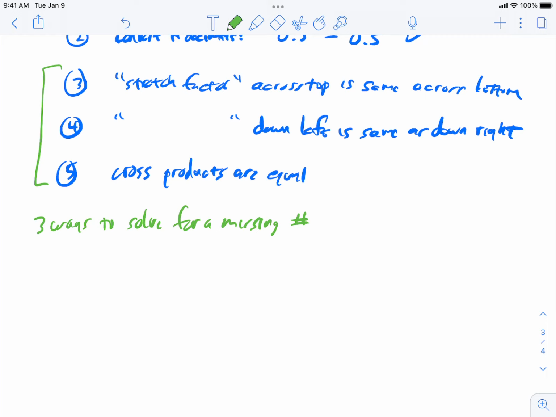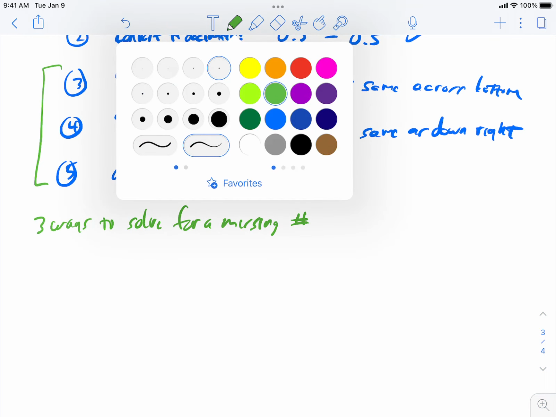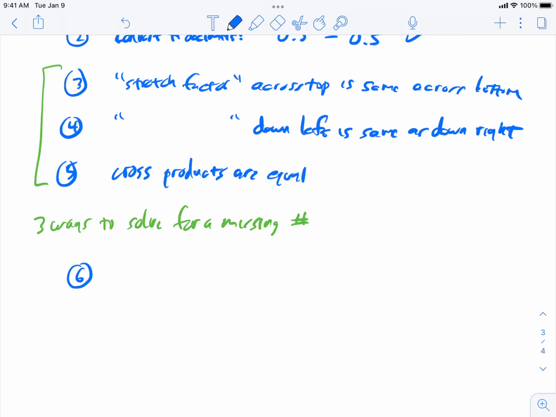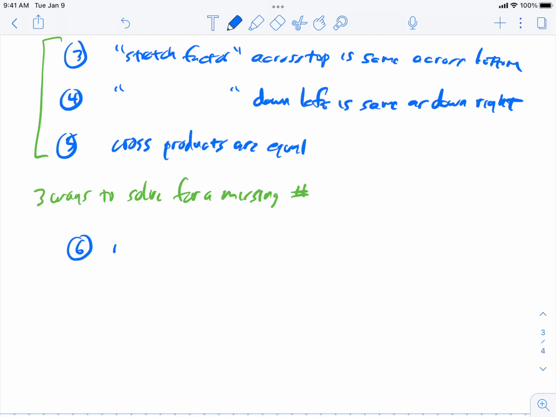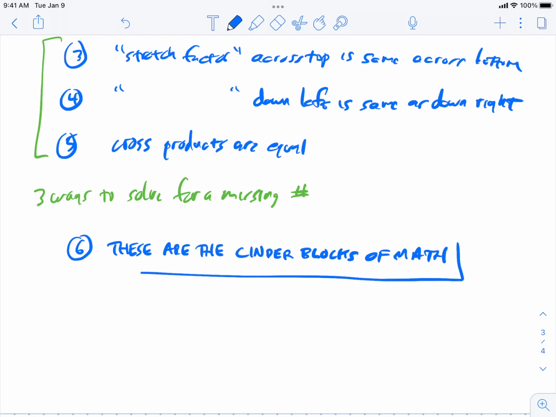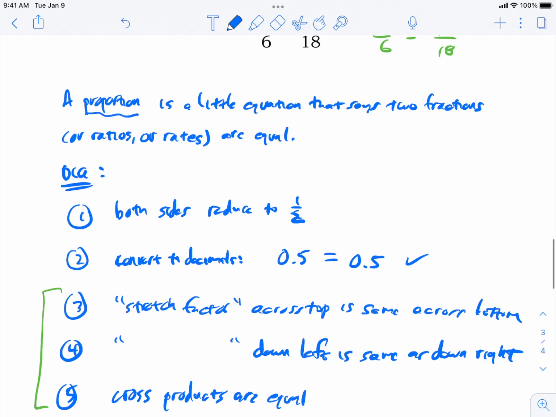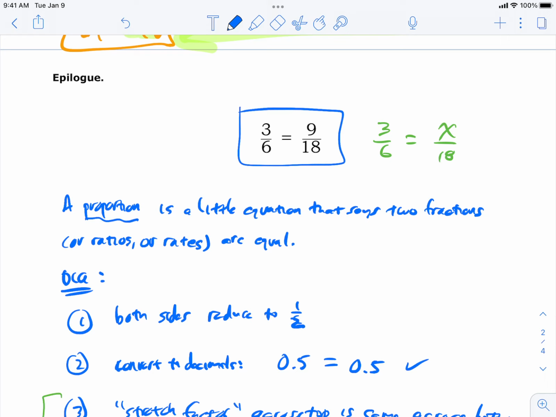And number 6. Wrong color. Number 6. Okay. These are the cinder blocks of math. I love proportions. Cinder blocks of math. First of all, they look like cinder blocks, don't they? It's a nice rectangle, right? It's like a cinder block.